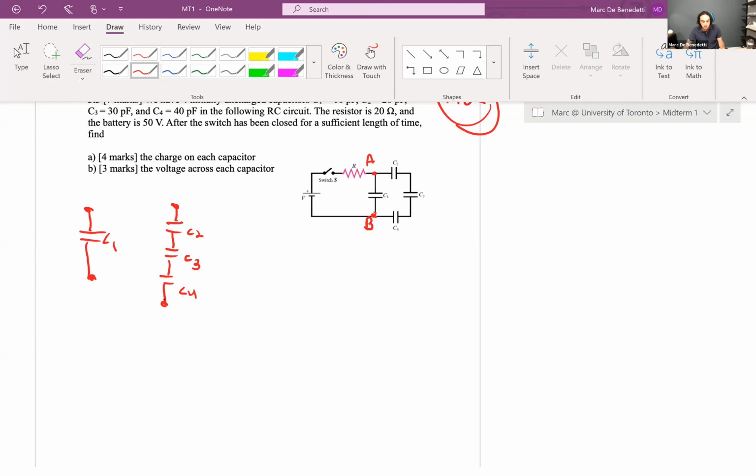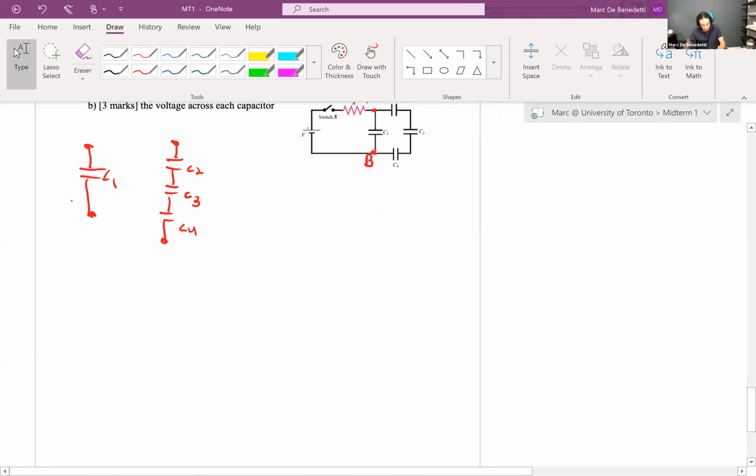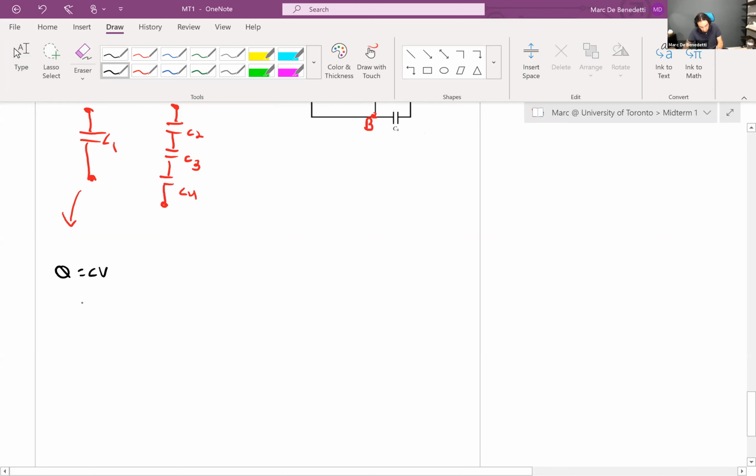So we want to know the charge on each capacitor. Well, the first one is the easiest, I would think, to figure out. So the first one is simply Q equals CV. And so this is going to be C1 V1.